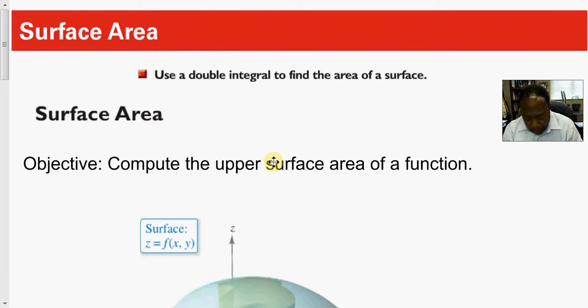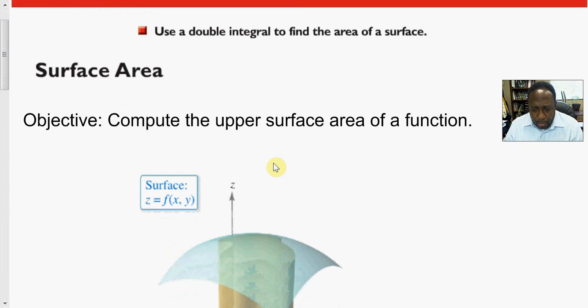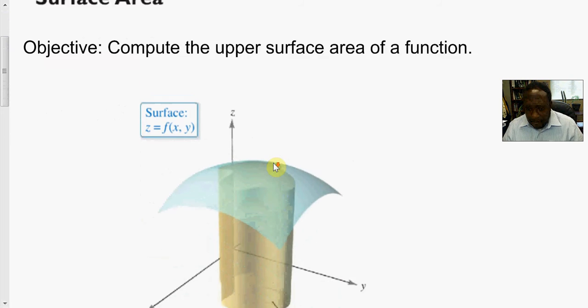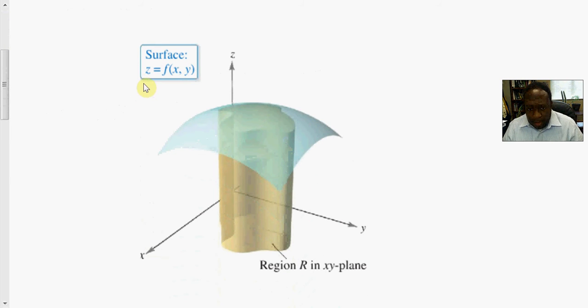Surface area. We want to be able to compute the surface area for a double integral. Here's what we're looking at. Here, compute the surface area of a function. If you're given a function z equal to f of x, y, we want to compute here the area of the surface, the upper surface, or the outer rim of the solid.